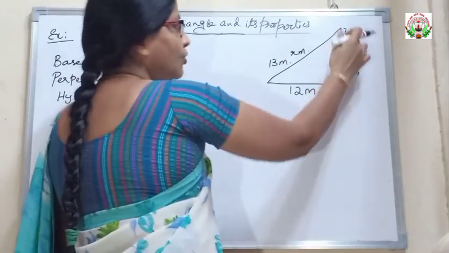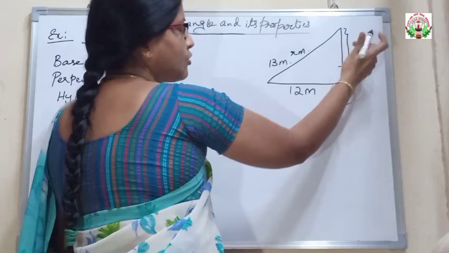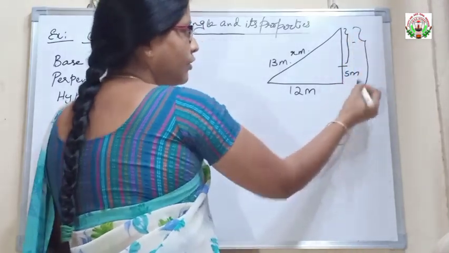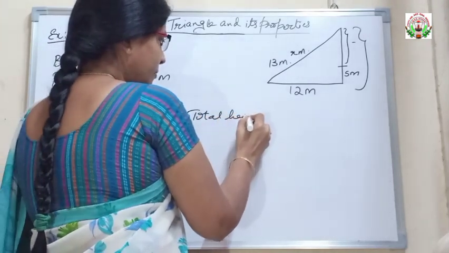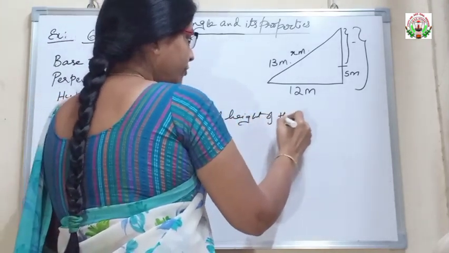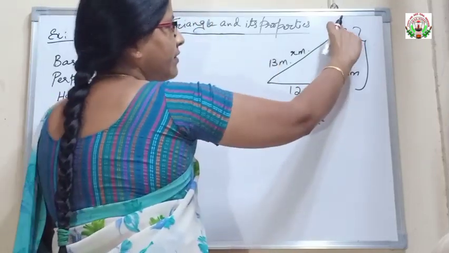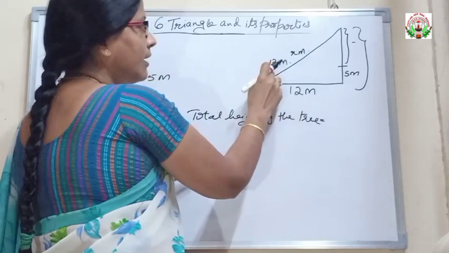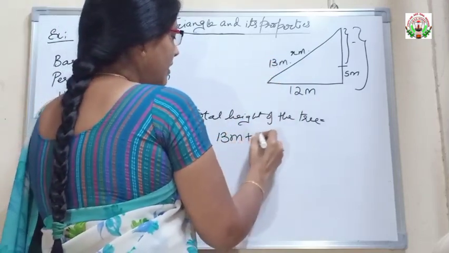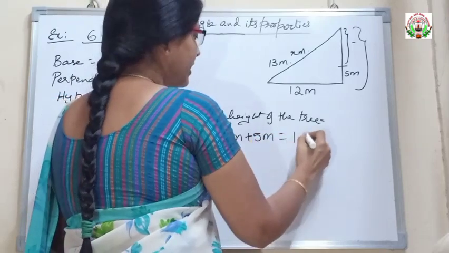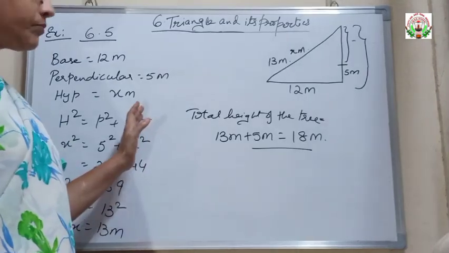And I have told you from the ground level after 5 meters the tree has broken. So we have to find the total height of this tree. So total height of the tree will be this, because this part which has broken fell down and made a hypotenuse of 13 meters. So it will be 13 meters plus 5 meters. So it is 18 meters. So this is your 5th question.